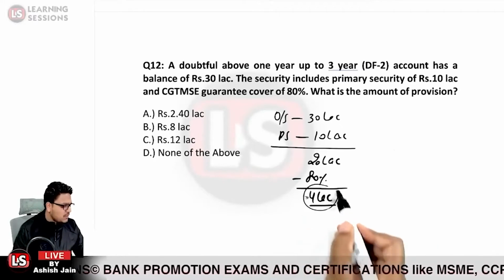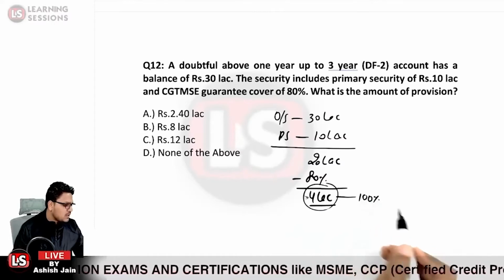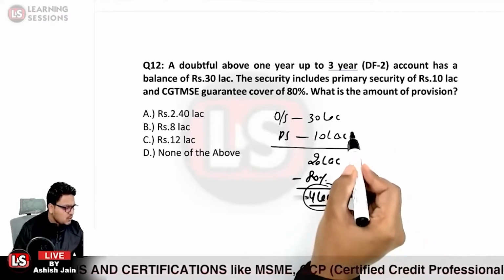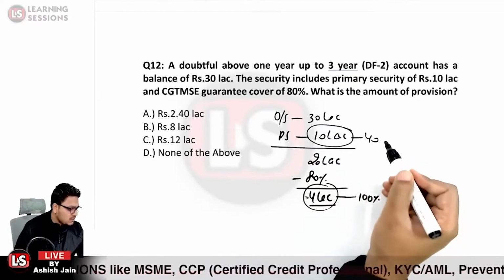Now this is the unsecured part. For the unsecured part under the doubtful asset, 100% of the provision is to be created, and further for the secured part, that is 10 lakh rupees, 40% of the provision is to be created.